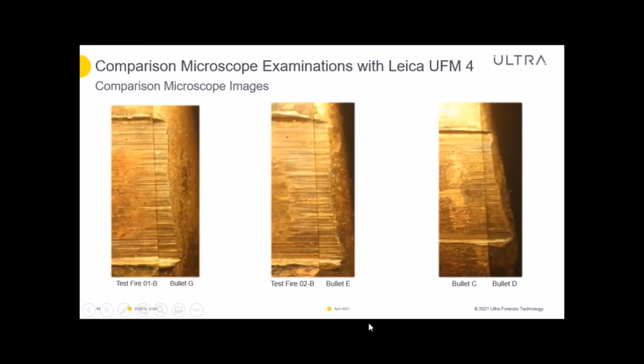This is just some comparison microscope images. The first one is test fire 1B to bullet G, test fire 2B to bullet E, and bullet C to bullet D. That was part of the 3 unknowns. That's 2 of the 3 unknown groups that I identified to each other.